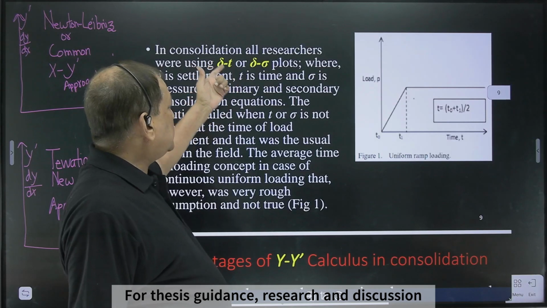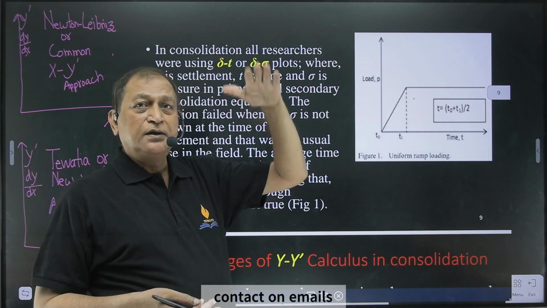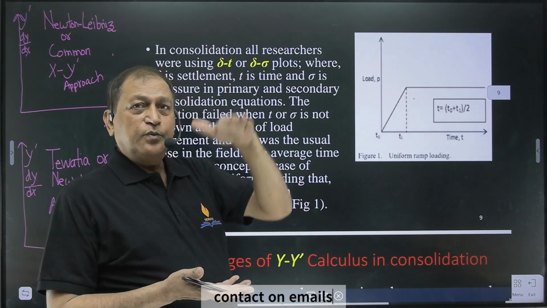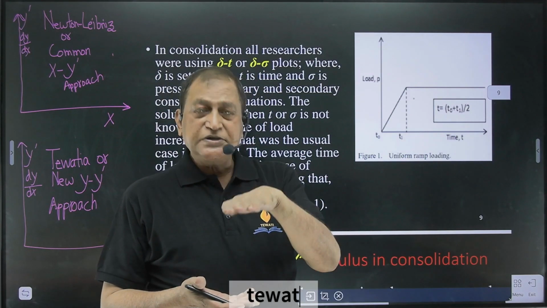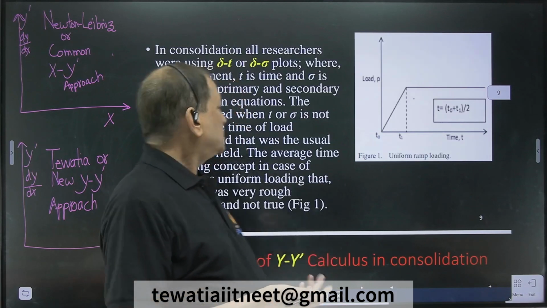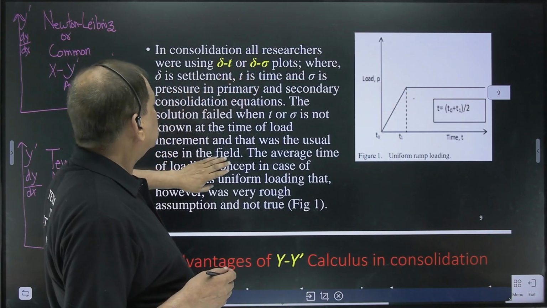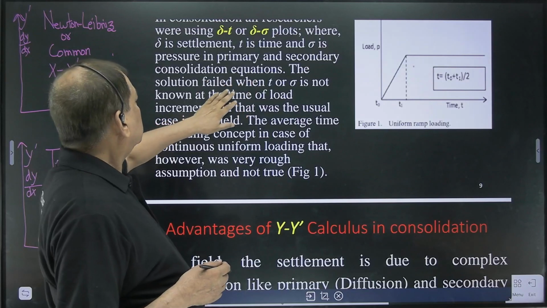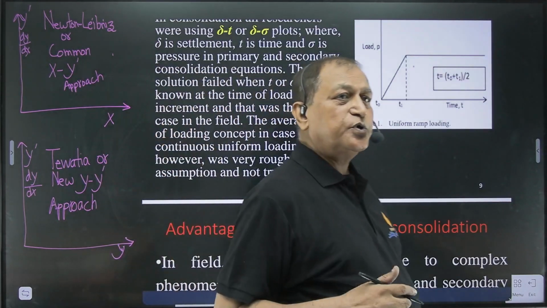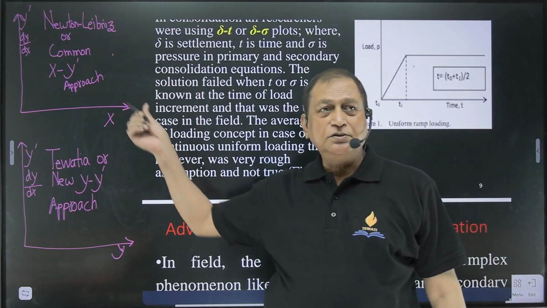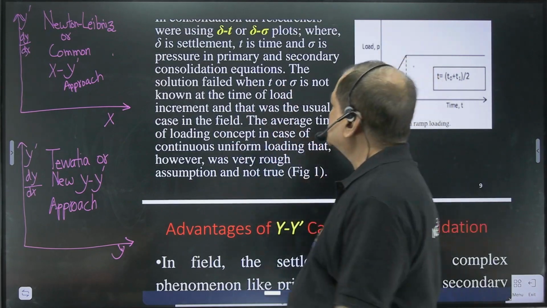So, settlement is a function of time, and settlement is a function of pressure on the soil or on the clay, saturated clay. The more pressure we apply, the more is the settlement. And once a fixed pressure is given, then with time it keeps settling. So settlement is a function of two things: pressure and time. So the solution failed when t or sigma is not known. Like in the earlier approach in calculus, I showed when x is unknown, so then what will we do. Similarly, when time was unknown or pressure was unknown, this solution failed.